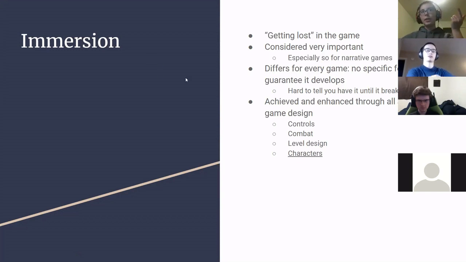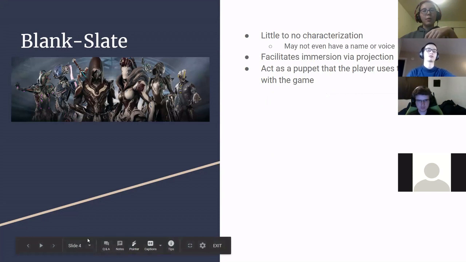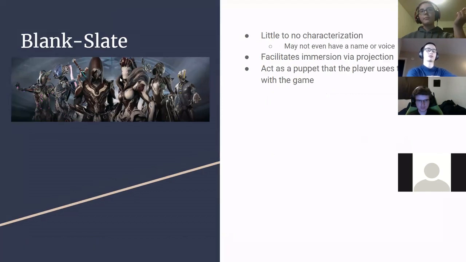So the first one is fairly common, not very much so anymore, but it's the blank slate character. I'm sure you have some idea about what that means.